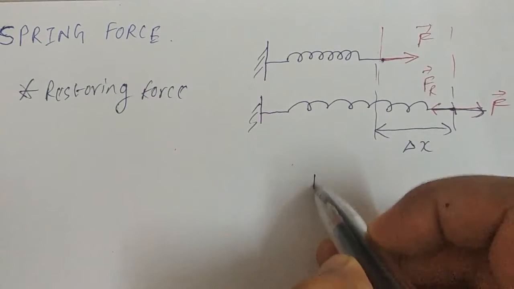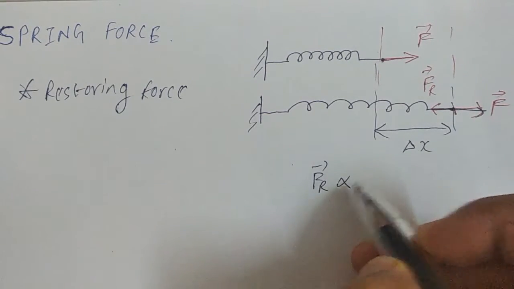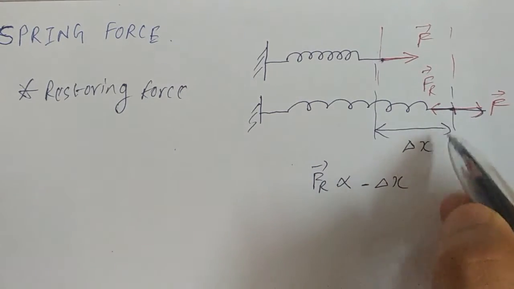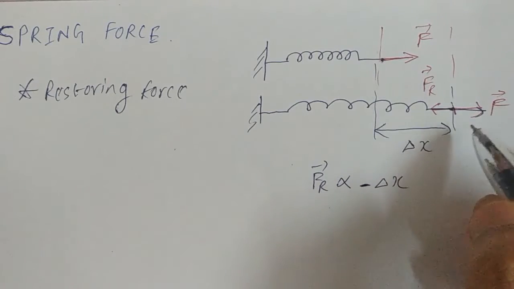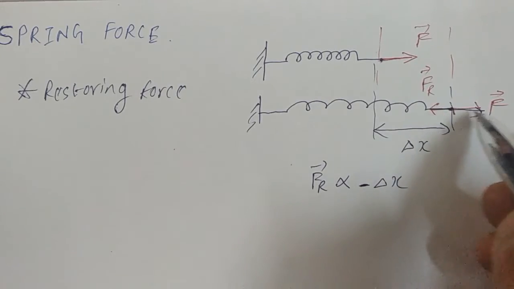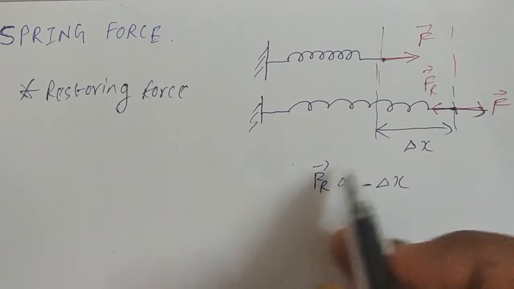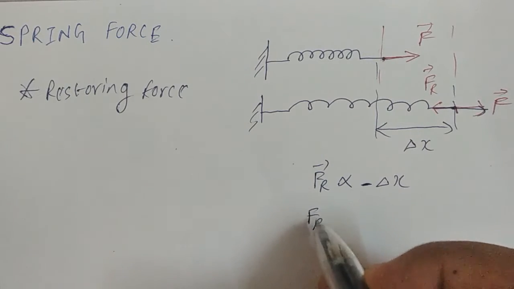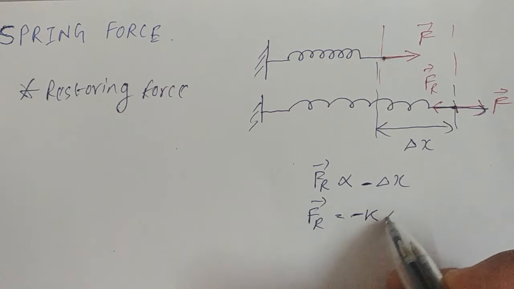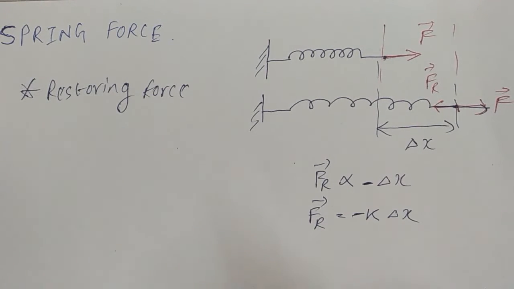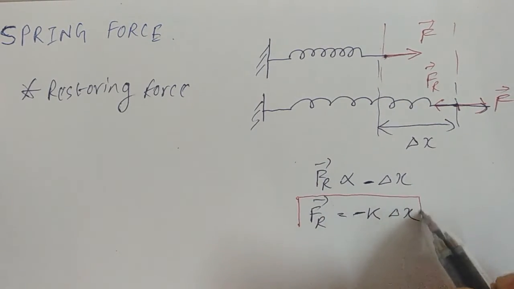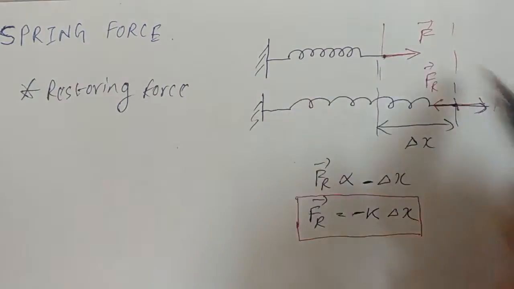Now this is the direction where the restoring force acts. This restoring force, that is Fr, is directly proportional to this change in length. There is a negative sign because the restoring force always acts in the direction opposite to the force that is causing the deformation. To remove this proportionality sign, we need to multiply it with a constant known as the spring constant, given by k. So now this is the spring force that exists in an elastic body or this spring.